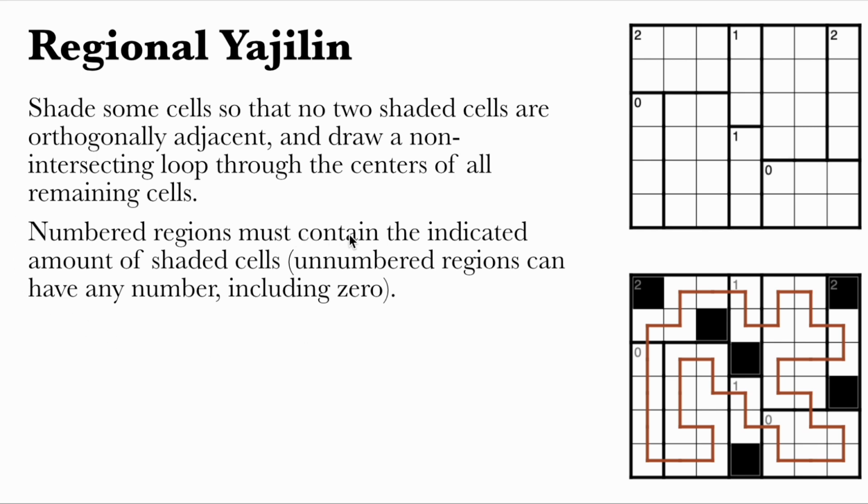Numbered regions must contain the indicated amount of shaded cells. Unnumbered regions can have any number, including 0. And here's the difference between this and a regular Yajilin, which uses an arrow type of clue. Here we have regions. This 0 tells us there are no shaded cells in this region at all. This 2 tells us there are 2 shaded cells in this region, for example. Those are the rules of Regional Yajilin, so it's time to solve a puzzle.